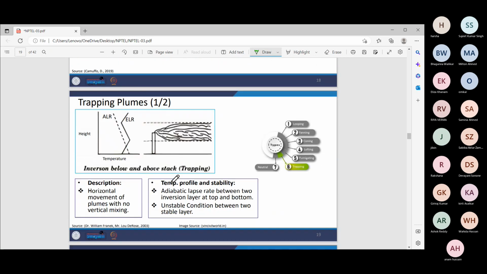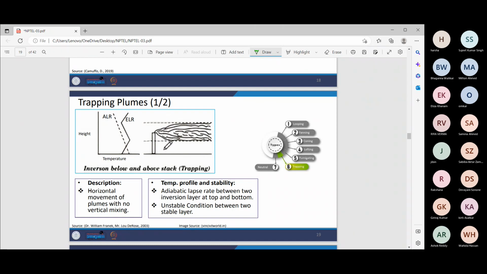Next one is the trapping plume. This kind of plume is observed when there is an inversion layer above and below the stack. So the pollutants are trapped in between these two inversion layers. They can't move upwards or downwards. So this kind of plume is called a trapping plume because the pollutants are trapped in between these two layers.